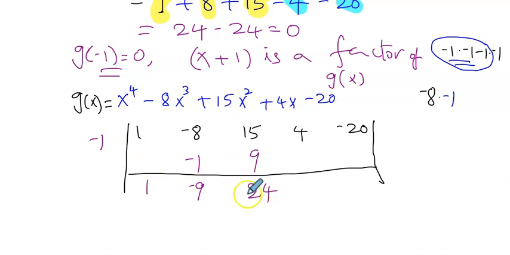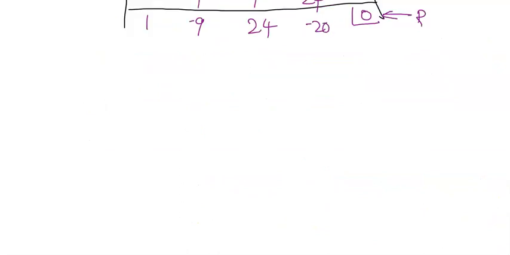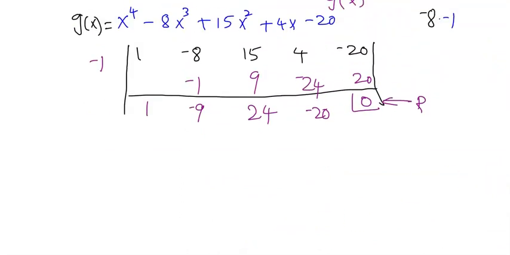Negative times negative gives you a positive. Add them up: 24 times negative 1, minus 24. Add to give you a negative 20. Negative 20 times negative 1 is positive 20. Cancelled. 0 is the remainder. And that function g of x with the degree 4 is now reduced to degree 3.